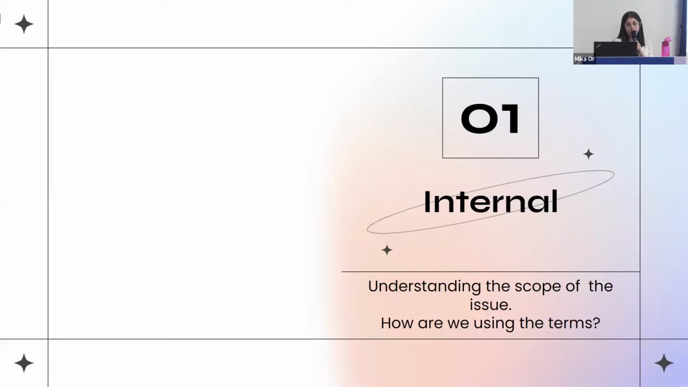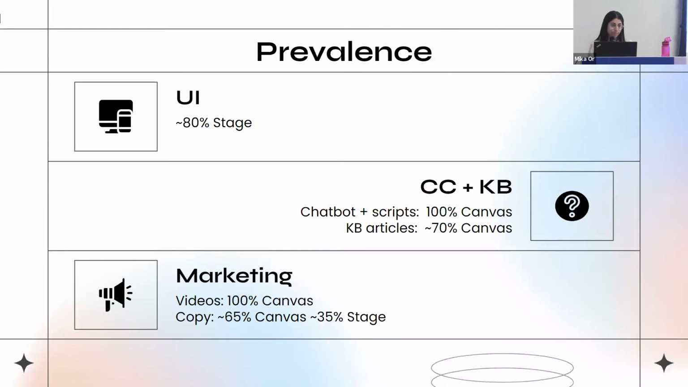So internally, I focused on understanding the scope of the issue and finding out how we're using the two terms. In terms of the UI, we did mostly use stage. About 80% of the time, we use the term stage. As for customer care and knowledge base, it was a bit different. In customer care, they always use Canvas, both in the chatbot and in the expert scripts. And as for knowledge base, they use the two terms, but they used Canvas more often, about 70% of the time.